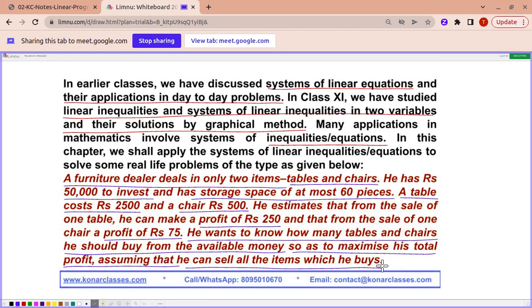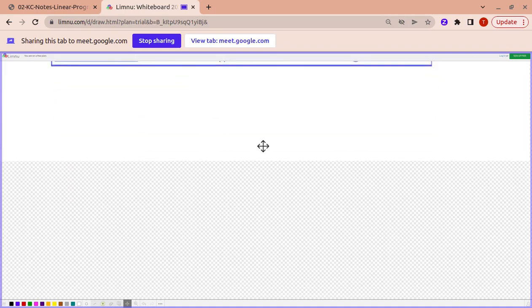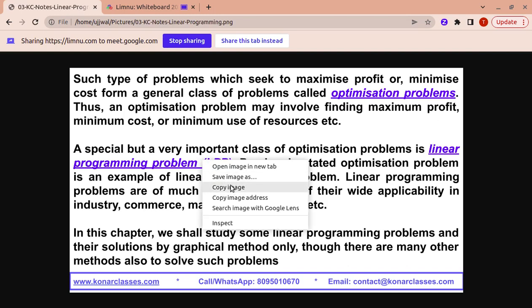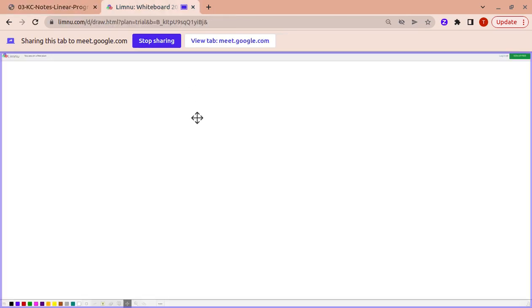And as I said a few minutes back, in today's discussion we will take this example and proceed further. So this type of problem is a linear programming problem. Before proceeding with linear programming problems, let us understand what optimization is, and after that we will come to the linear programming problem. So let me go to the next slide of my class note.